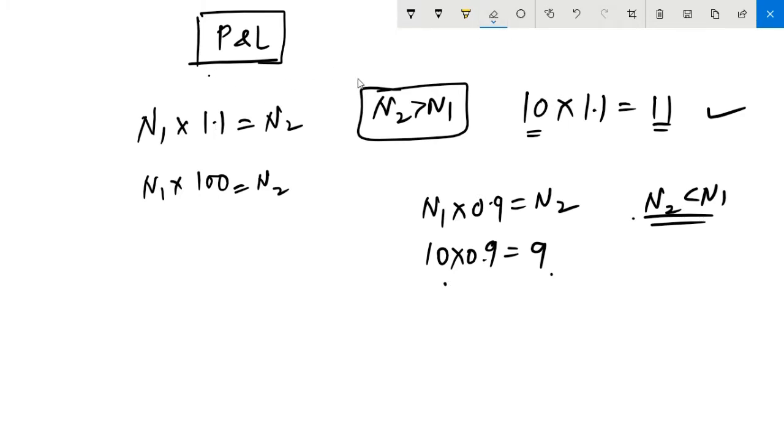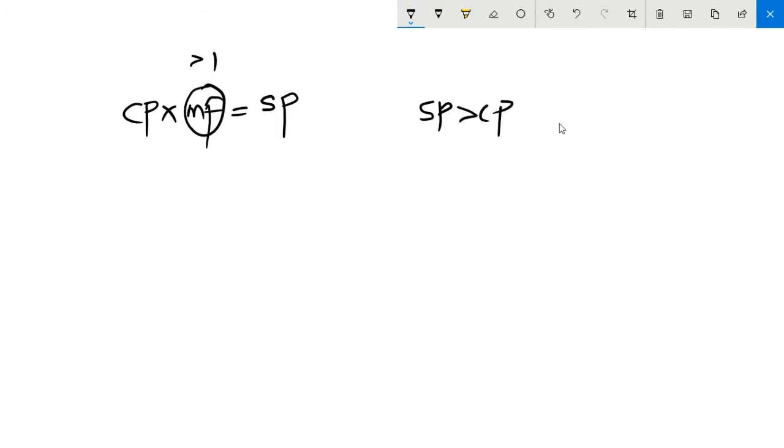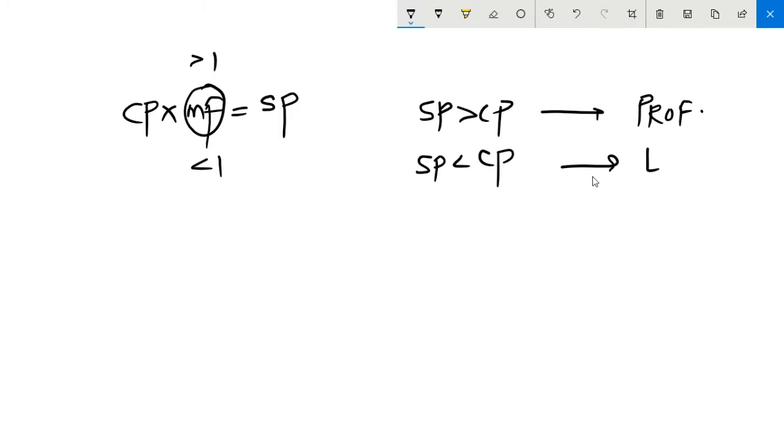Now how to apply this analogy to profit and loss? Understand, we have a cost price. I am multiplying my cost price with some multiplying factor, and that's how I get my selling price. If my multiplying factor is more than 1, here SP will be more than my CP, so in this case I'll have my profit. Whereas when the multiplying factor is less than 1, the selling price will be less than the cost price, and I'll have my loss.